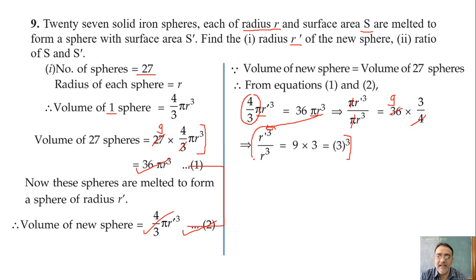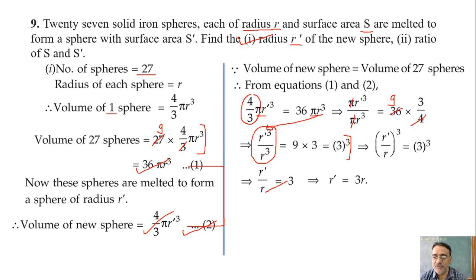Even this we can write in the form of a cube. How? (r dash upon r) whole cube. So if you take the cube root on both sides, we'll get r dash upon r is equal to 3, or r dash is equal to 3 into r. This is the first bit answer. The radius r dash of the new sphere is equal to 3 into r. Okay? Any doubt in the first bit?